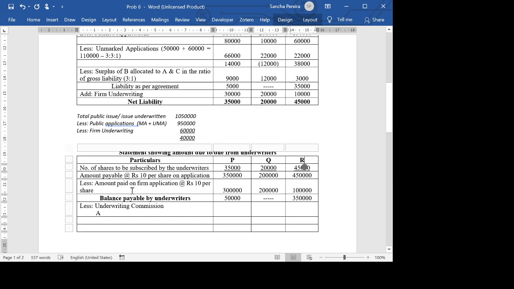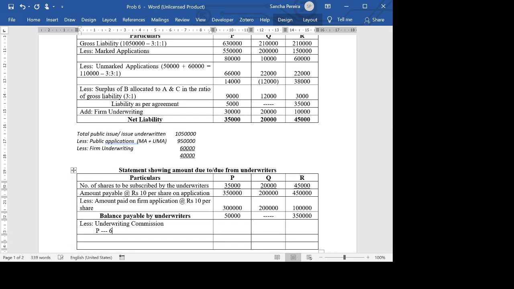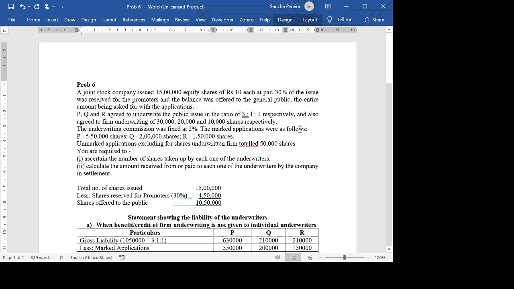PQR. So P's commission, as we calculated in the previous lecture, will always be on the gross liability. So it's going to be 6,30,000 shares into the issue price. Here the issue price is 10 rupees, which is also the amount collected on the application. So here 10 rupees is everything, but normally what we take is the issue price.